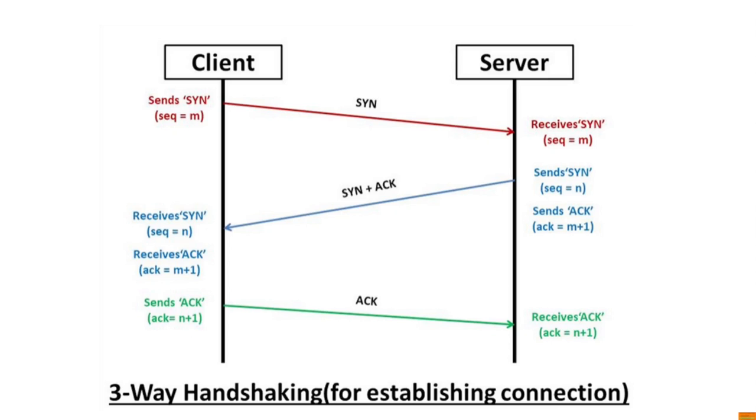After that, the server will receive the packet and it responds with its sequence number. Its response also includes the acknowledgement number, that is the client sequence number incremented by 1. Here it is M plus 1. The client responds to the server by sending the acknowledgement number, that is the server sequence number incremented by 1, that is N plus 1. Then the session is established. Let's go through the answers.